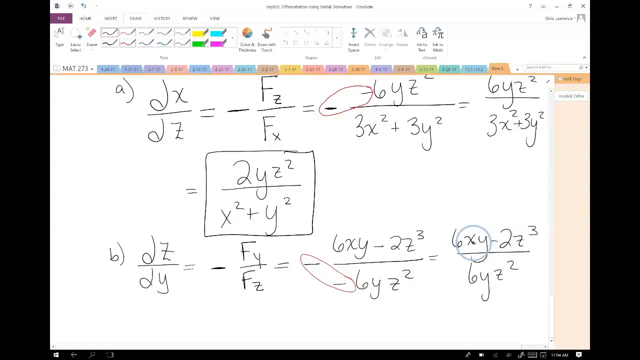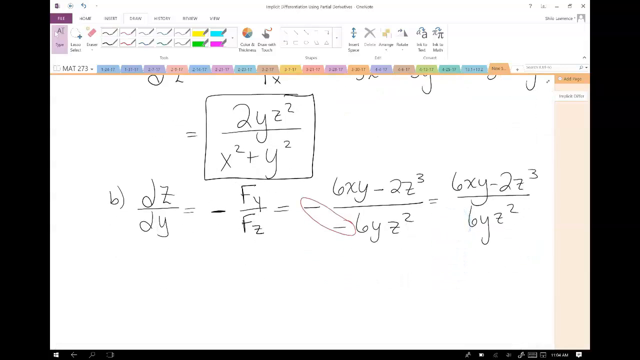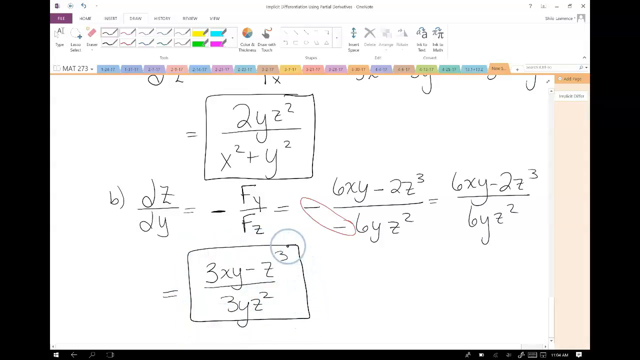Now, none of those terms has any variables in common. In the numerator, the first term has x's and y's, the second term has z's. So there's nothing common I can pull out in terms of variables, but they all do have a factor of 2 that we can cancel. So we can simplify this down to 3xy minus z cubed over 3yz squared. And that would be the partial of z with respect to y.